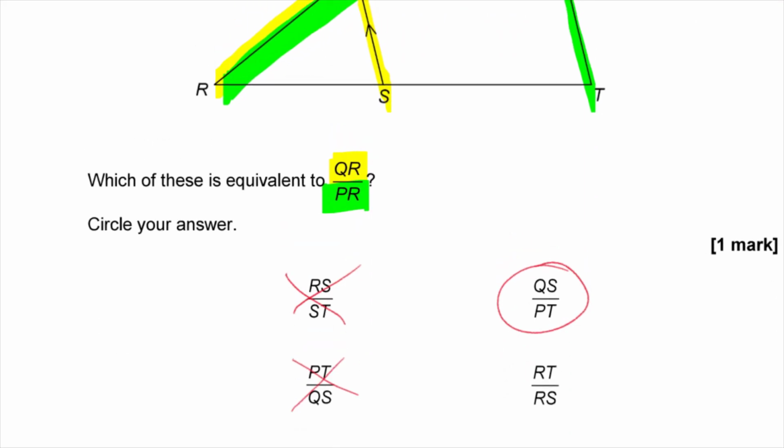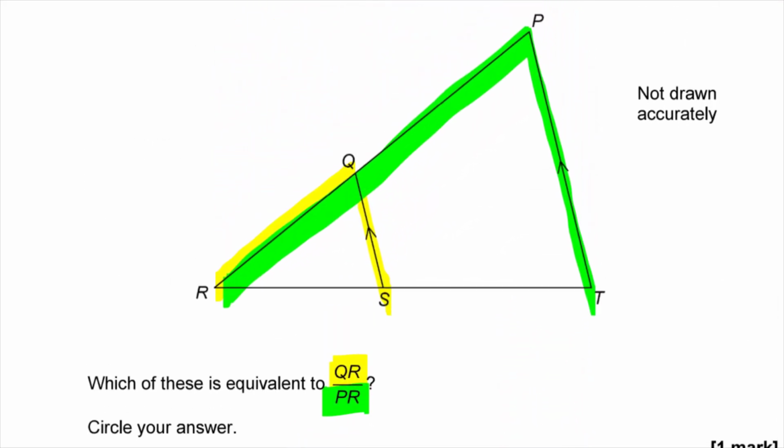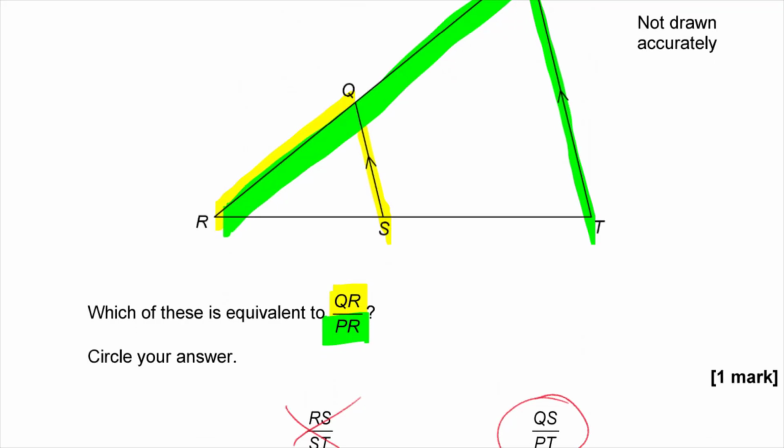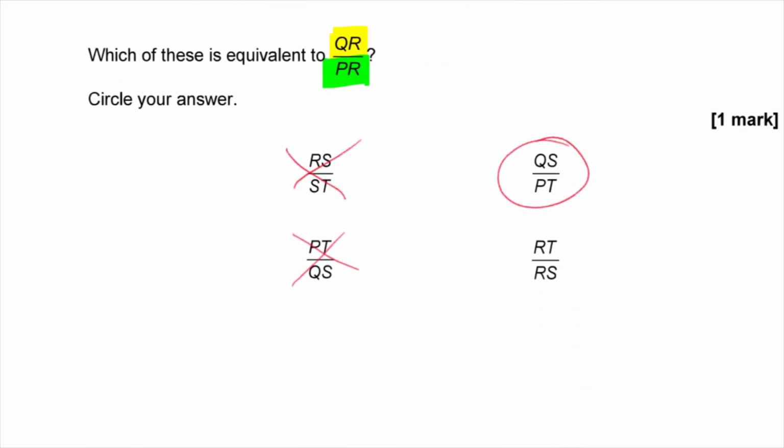And RT to RS. RT to RS. Again, that's big one over small one, so that one isn't going to work either. So it's just that first one, then, QS to PT.